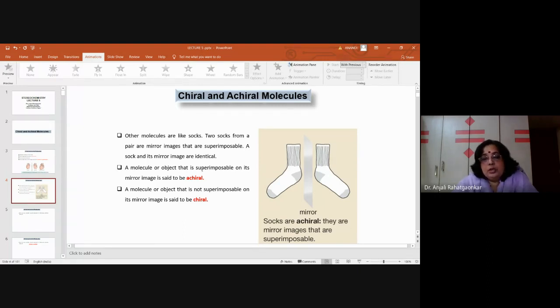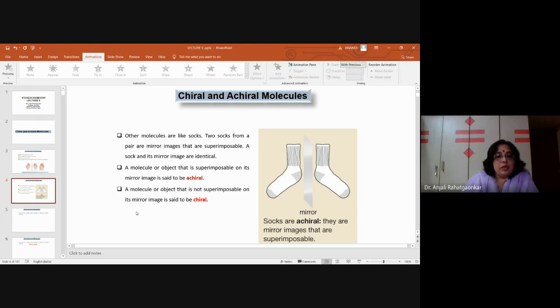All right. So this is the major difference between the achiral and the chiral molecules. Now chiral molecules, they are enantiomers and the diastereomers we'll see later on. But this is the prime definition of chirality and achirality of the molecule. So please remember mirror images and the superimposability. If they are non-superimposable, they are chiral. And if it is superimposable, they are achiral.